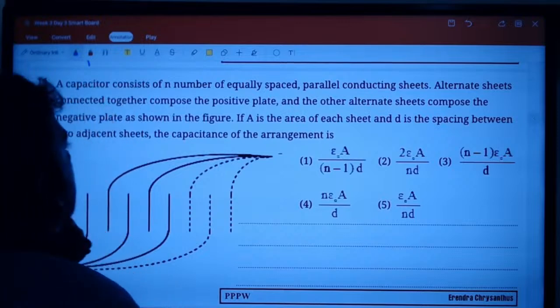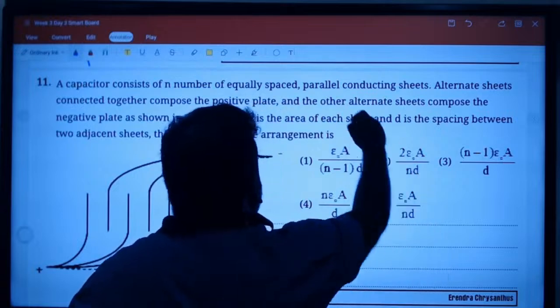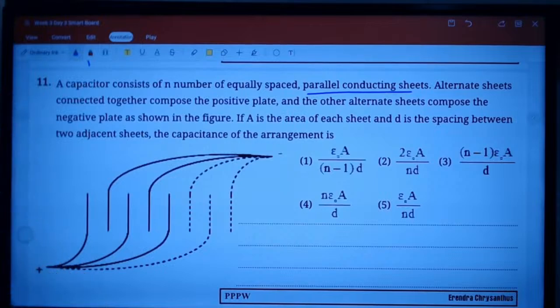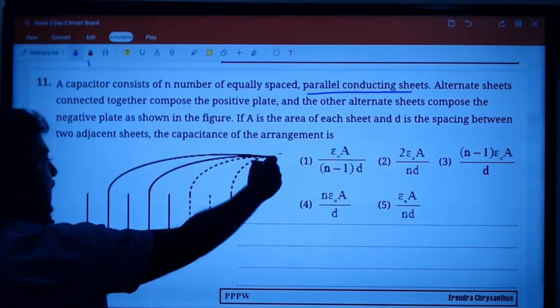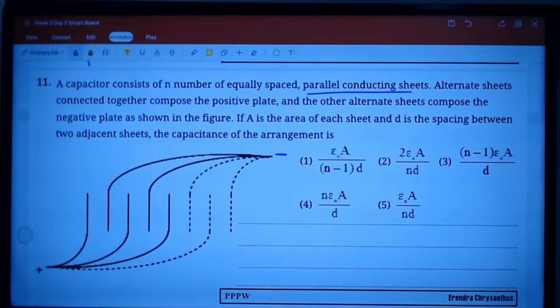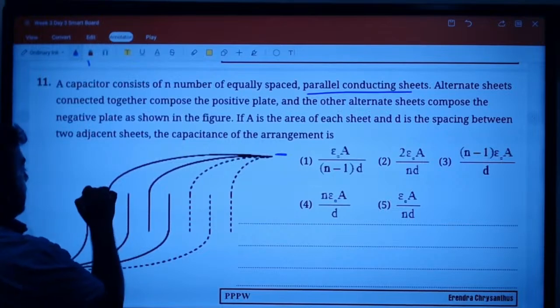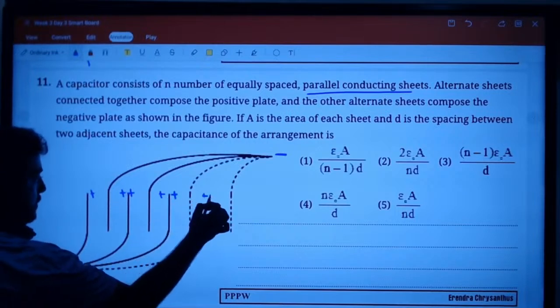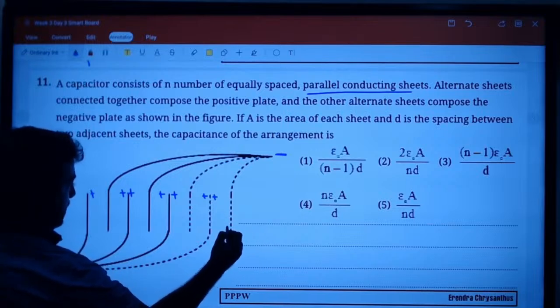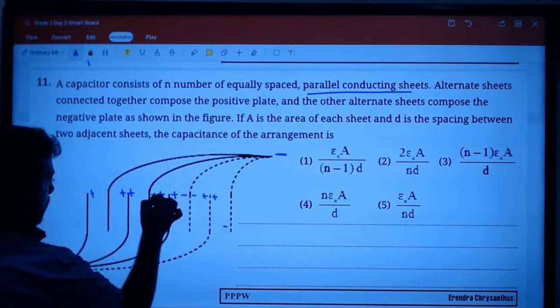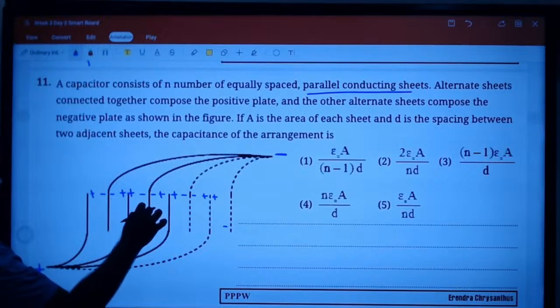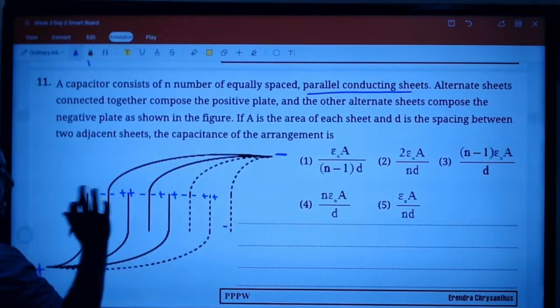A capacitor consists of n equally spaced parallel conducting sheets. Alternate sheets connected together compose the positive plate and the other alternate sheets compose the negative plate, as shown. So here the negative plate is there, here we have the positive plate. I have taught you all this. Wherever there is a positive plate, you put positive and go both sides. Negative, now this outside is useless. So here there is electric field, here there is electric field, that means there are capacitors.